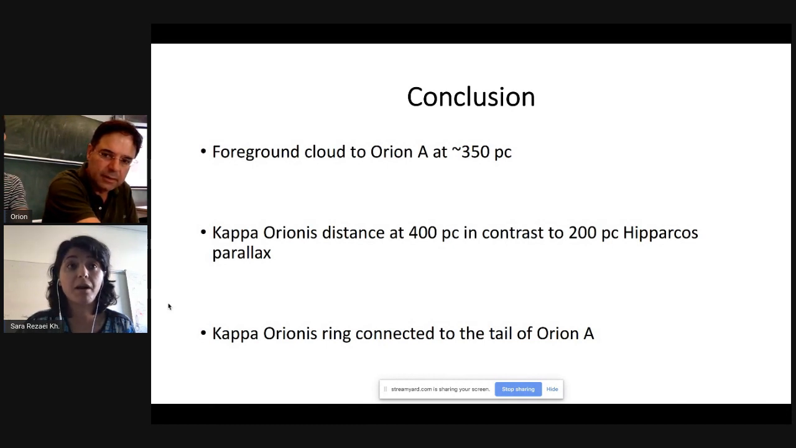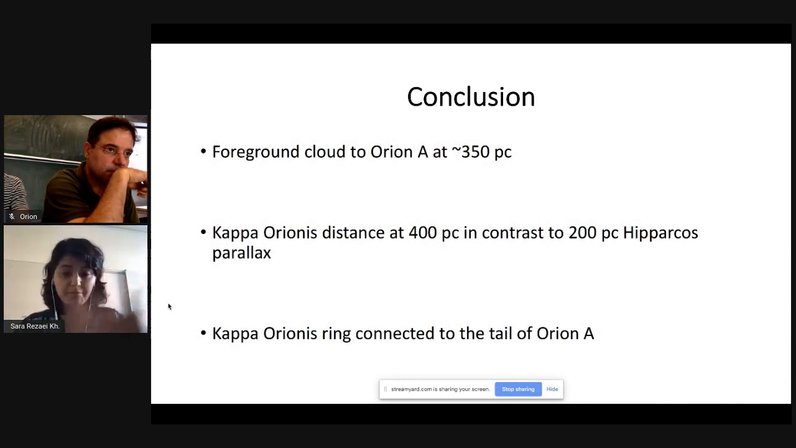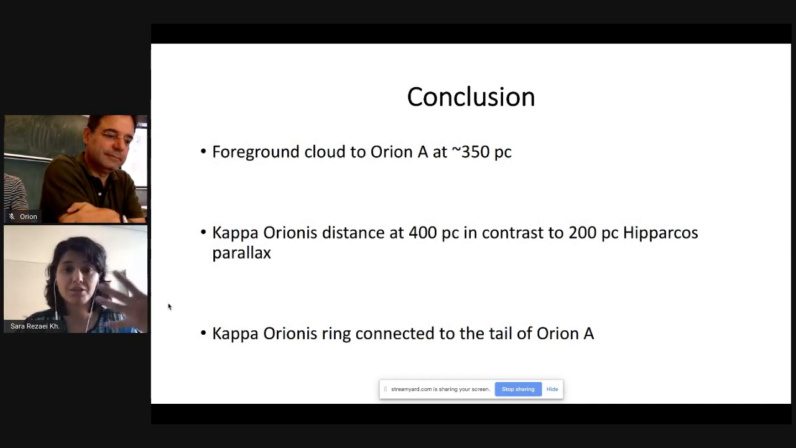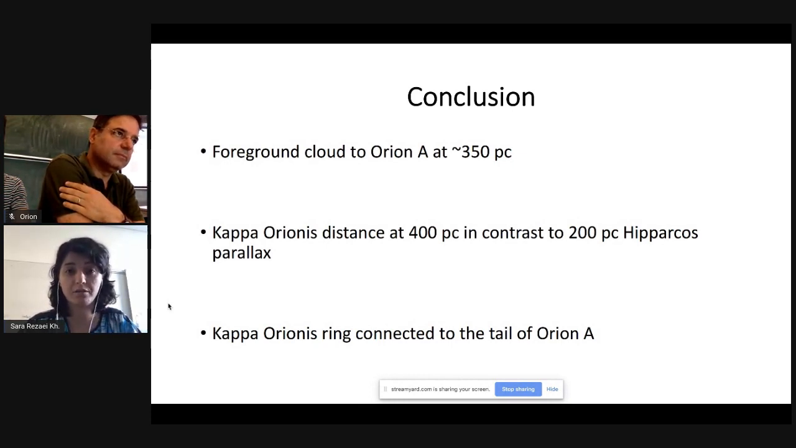So the parallax distance to the Kappa Orionis star from Hipparcos shows that this star is at 200 parsec. But when you look at the 2D map from Planck, you see this shell around Kappa Orionis, and it was assumed that this shell is produced by the Kappa Orionis star. That means we should see some dust around this distance. But when you look at the dust distribution towards that line of sight, we do not see dust at 200 parsec.